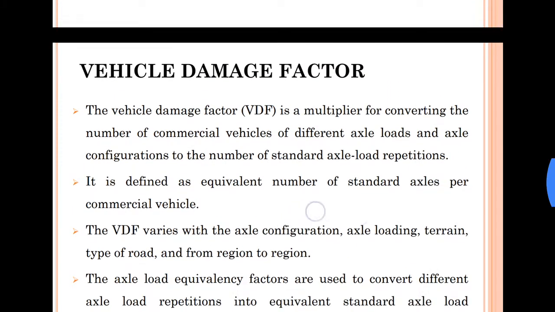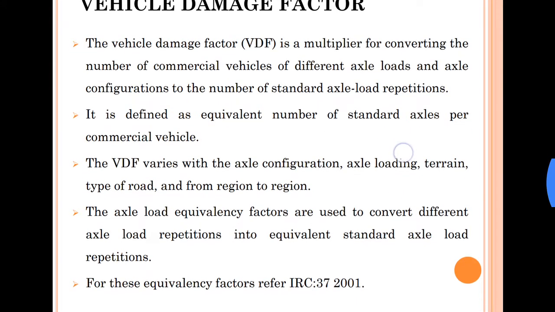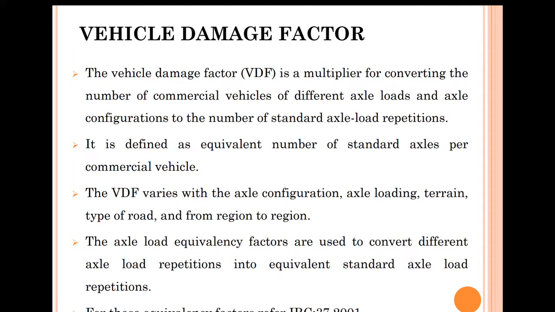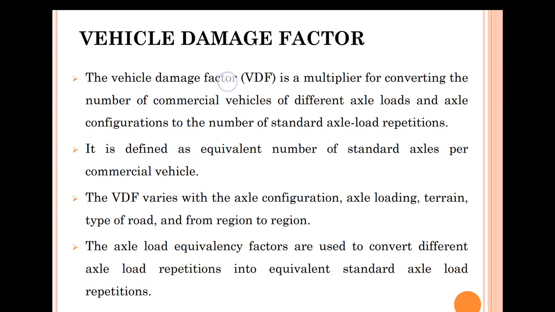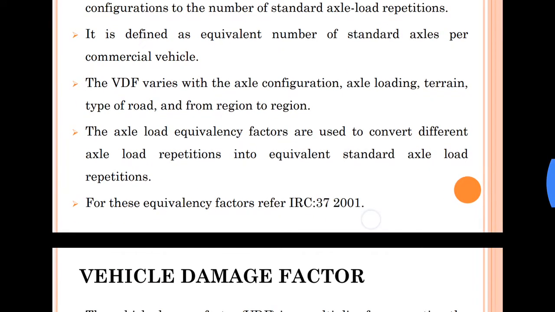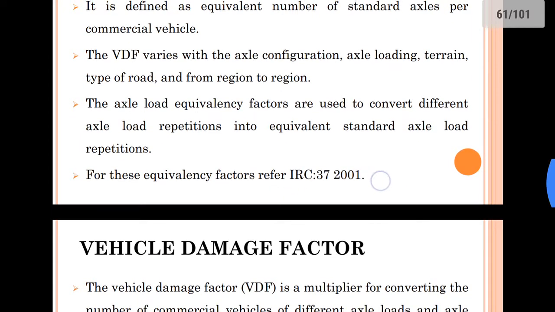Using a formula, which I've already discussed in my previous classes. That is the given axle load, P, divided by the standard axle load, that is 8170, whole raised to 4. We could use that formula and find out VDF, or we could use the standard values that have been provided in IRC 37.